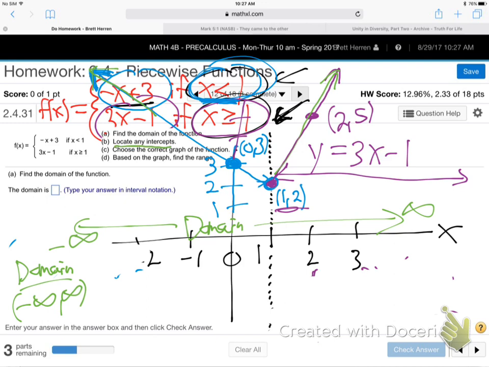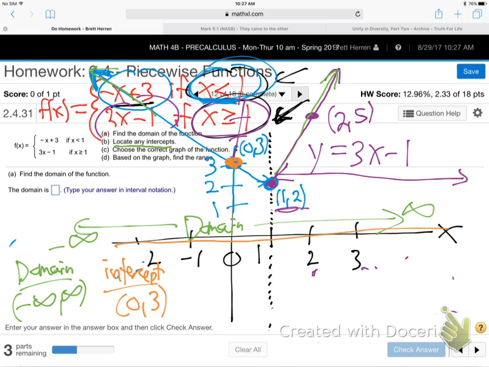Next question. Locate any intercepts. Intercepts. Do you see any places where it hits the grid lines? Right there. That's the only place it hits. It never hits the x-axis, does it? But it hits the y-axis right there. Intercept: 0, 3.